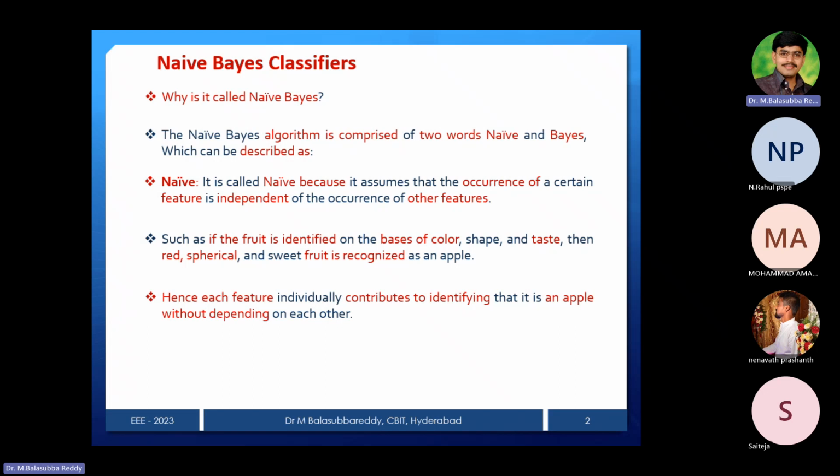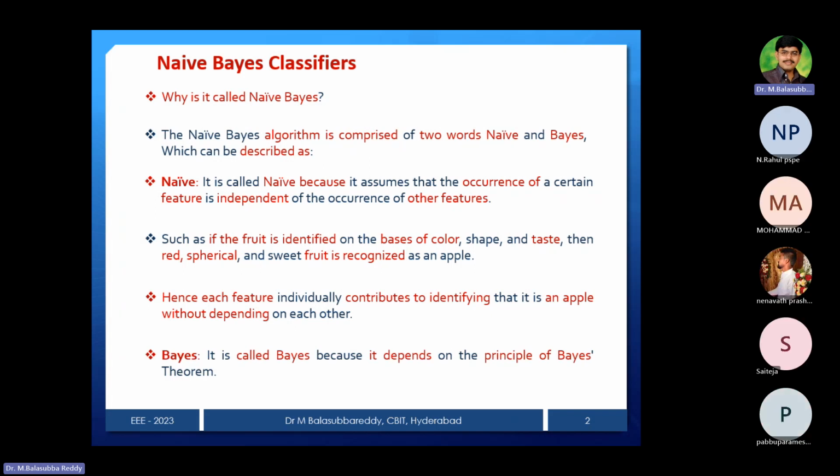So once we identify based on the features, when new data comes, if the features are matched, we can easily classify. And Bayes means it is called Bayes because it depends on the principle of Bayes theorem. Your total problem is going to be solved using the Bayes theorem only.